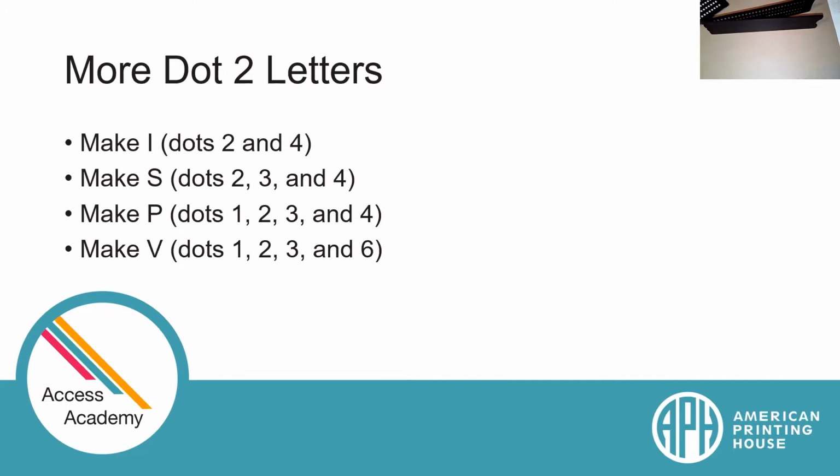Okay. You've got more letters with dot 2. You can now make an I, an S, a P, and a V. These are ones that you would then want to practice with your student.